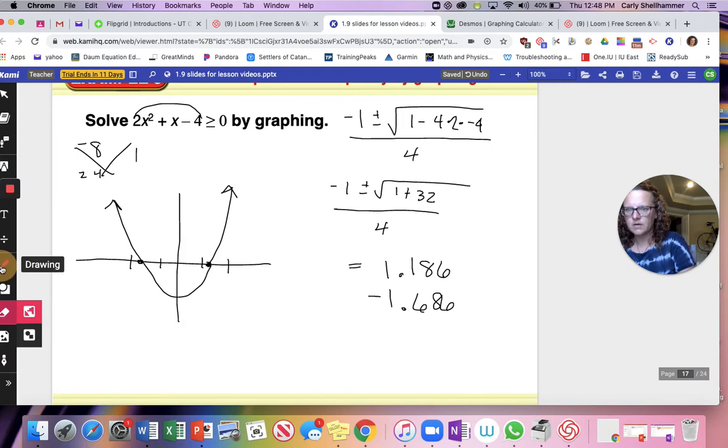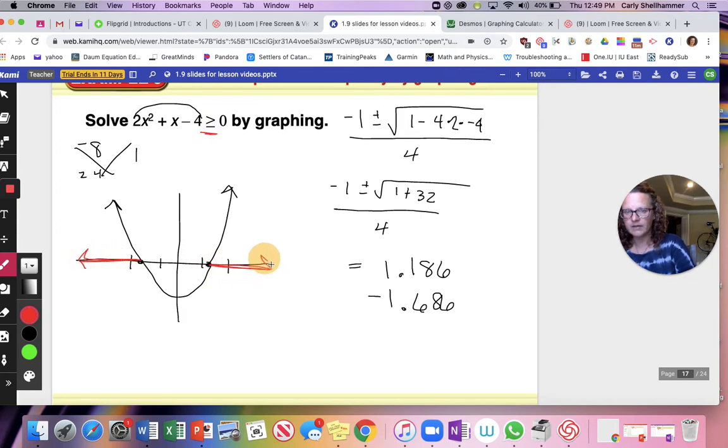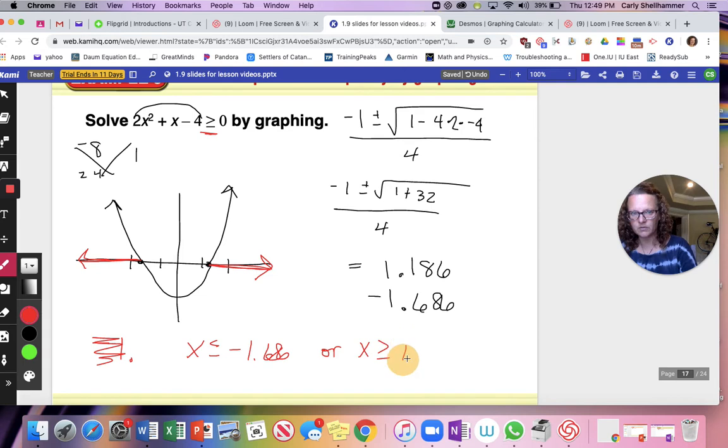Okay, so because that is our inequality, we can say that the graph lies on or above the x-axis to the left of and including x equals, it's greater than or equal to. So all of those values and all of those values. So the graph lies on or above the x-axis to the left of and including x equals negative 1.69 and to the right of and including x equals 1.19. So to write our solution, we would say x is less than or equal to negative 1.686 or x is greater than or equal to 1.186.